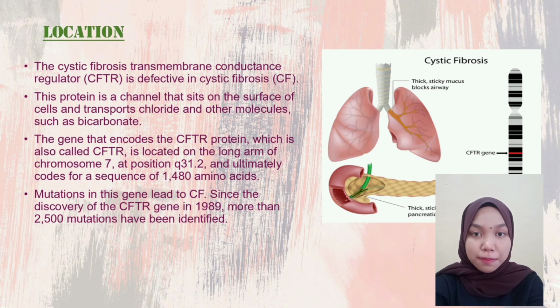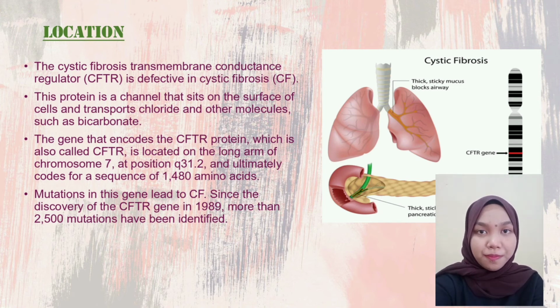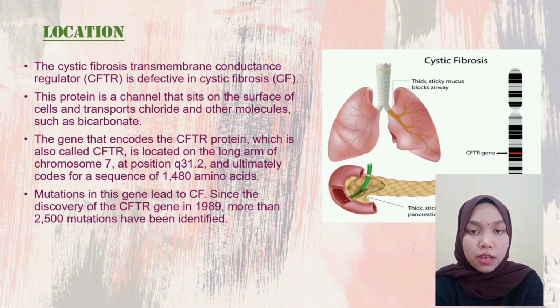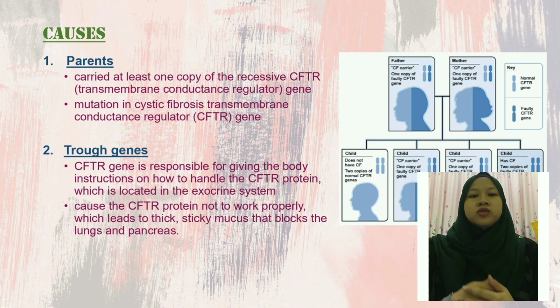Okay, so for the last part from me, I will explain the location of the cystic fibrosis transmembrane conductance regulator. The CFTR is defective in cystic fibrosis. This protein is a channel that sits on the surface of the cells and transports chloride and other molecules such as bicarbonate. Next, we move on to the cause of cystic fibrosis.